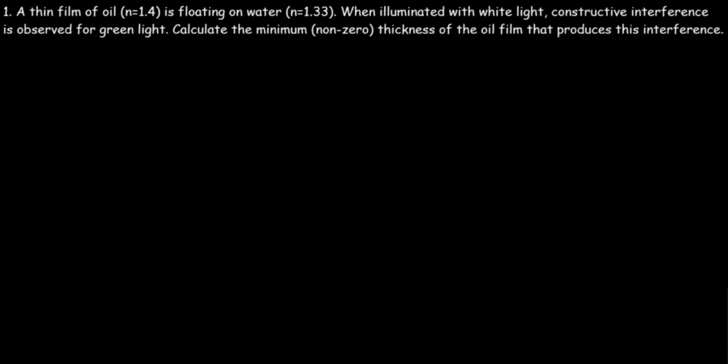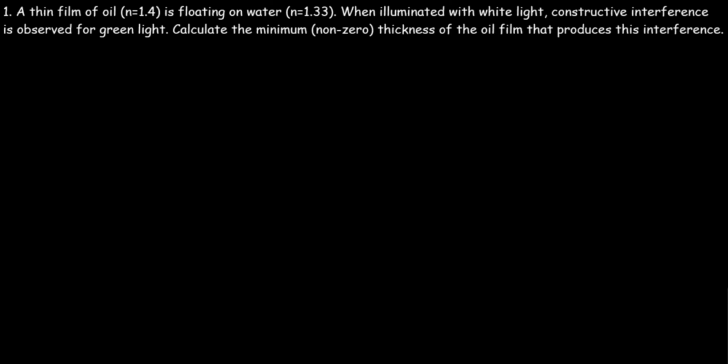A thin film of oil, N equals 1.4, is floating on water, N equals 1.33. When illuminated with white light, constructive interference is observed for green light. Calculate the minimum non-zero thickness of the oil film that produces this interference.